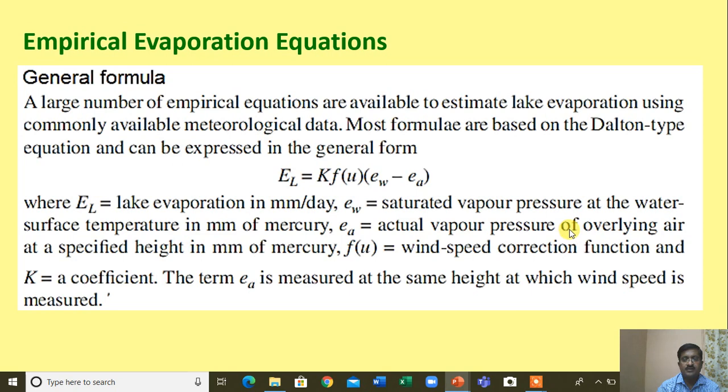EA is the actual vapor pressure of the overlying air at a specified height in mm of mercury, F(U) is the wind speed correction function, and K is a coefficient. The term EA is measured at the same height at which the wind speed is measured. So remember this EW and EA, because these are used again in the further empirical equations.